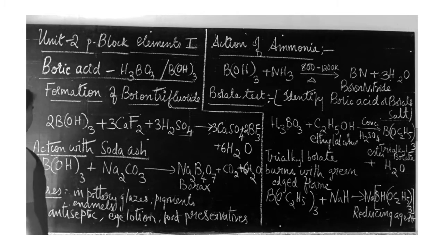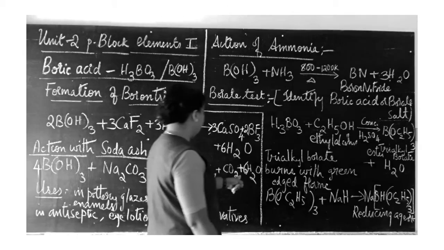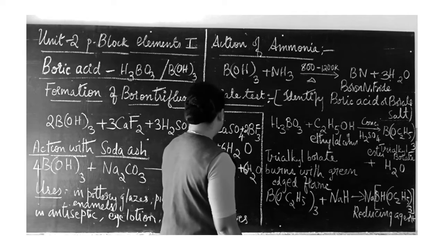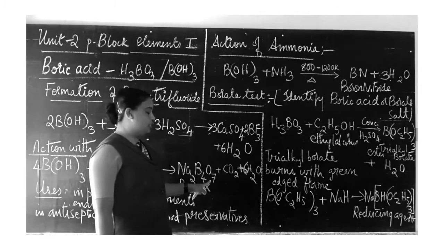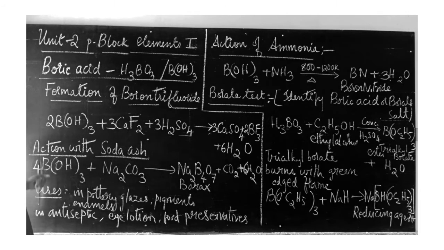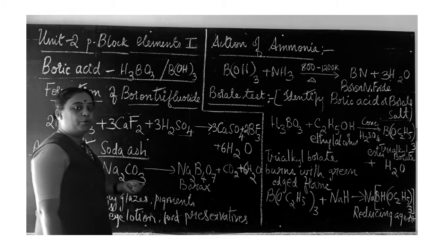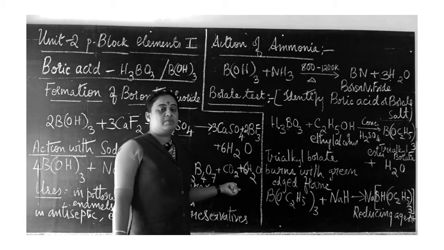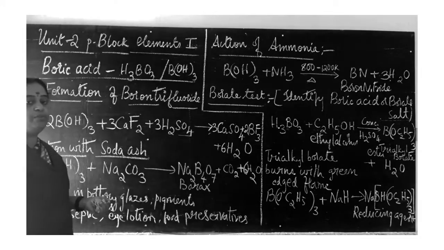Now let us see in the case of oxygen. Oxygen also 12 oxygen plus 15 oxygen on the left hand side. Now on the right hand side we will see 6 oxygen, then 8 oxygen plus 7 oxygen, so it is 21. So that is also balanced. So the reaction with the soda ash: boric acid reacts with the soda ash, that is sodium carbonate, to give borax and carbon dioxide gas with the 6 water molecules. Now let us see the uses of boric acid.